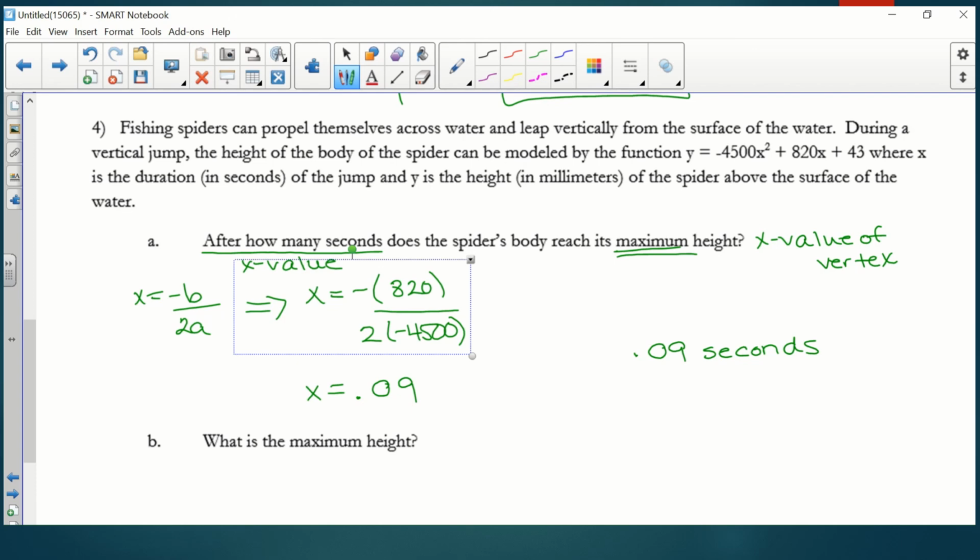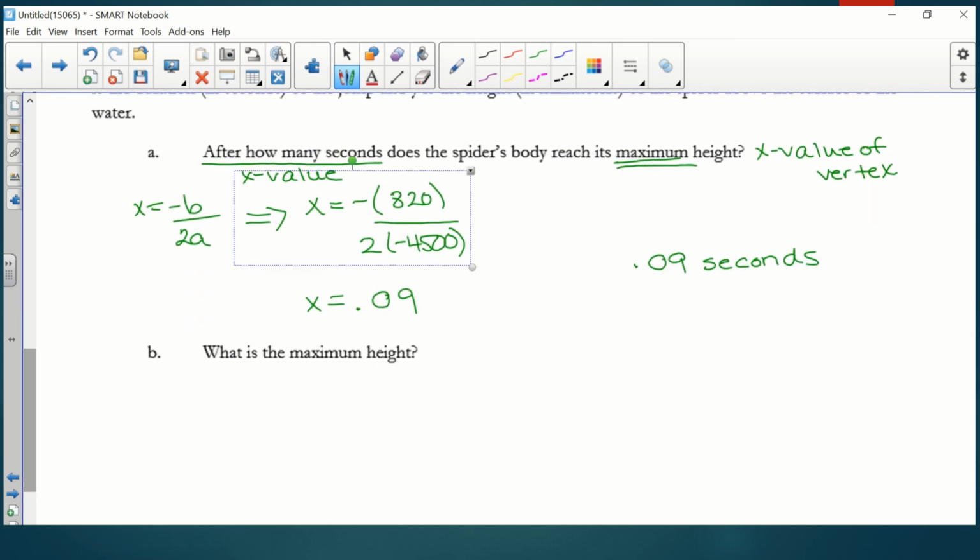Okay. What is the maximum height? Well, in order to find the maximum height, we've got to use the amount of time it takes to reach that max height, which is what we found in the previous problem. So to find the max height, which is the y value of the vertex, I've got to plug in that x value of 0.09. So let's go ahead and do that. So y equals negative 4,500 times 0.09 squared plus 820 times 0.09 plus 43.